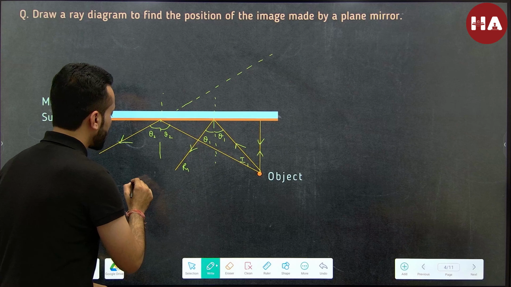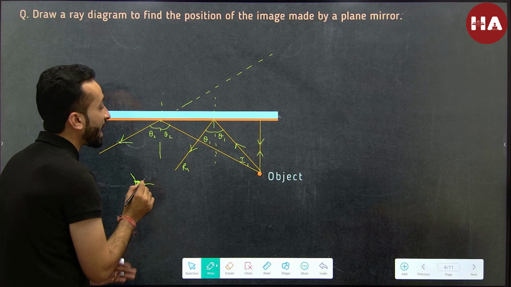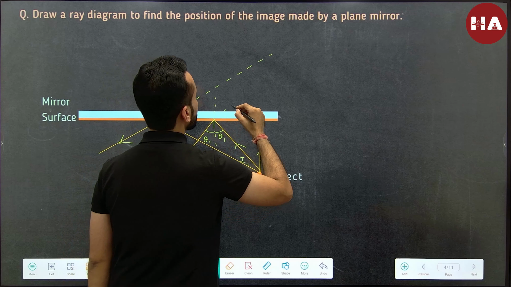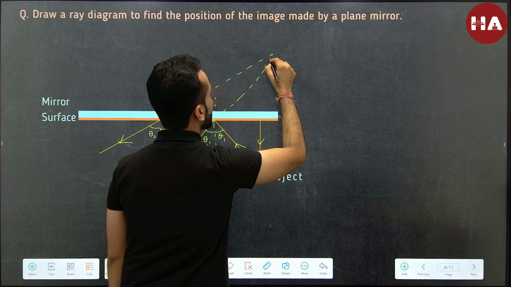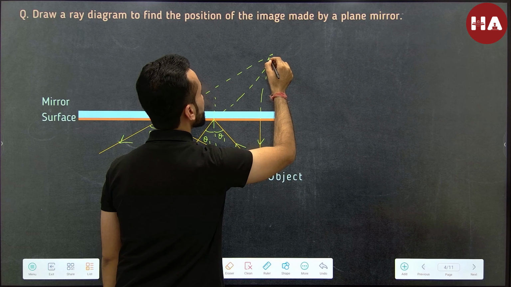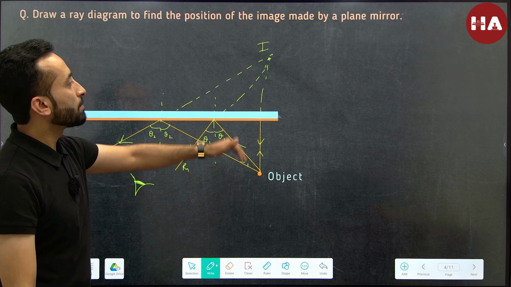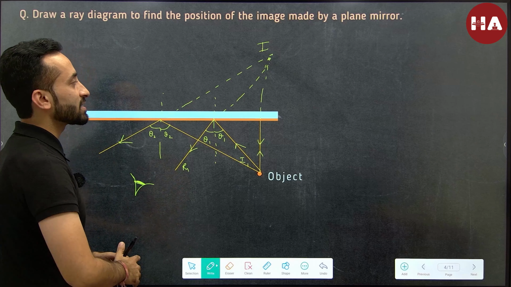So when we are the observer here, let's say you are here, so this is your eye. What you are going to see is somewhat like this. In a way, this is going to be your image, right? It's not exactly to the scale, but this object you will see as if the rays are coming from here. That is how you see your image.